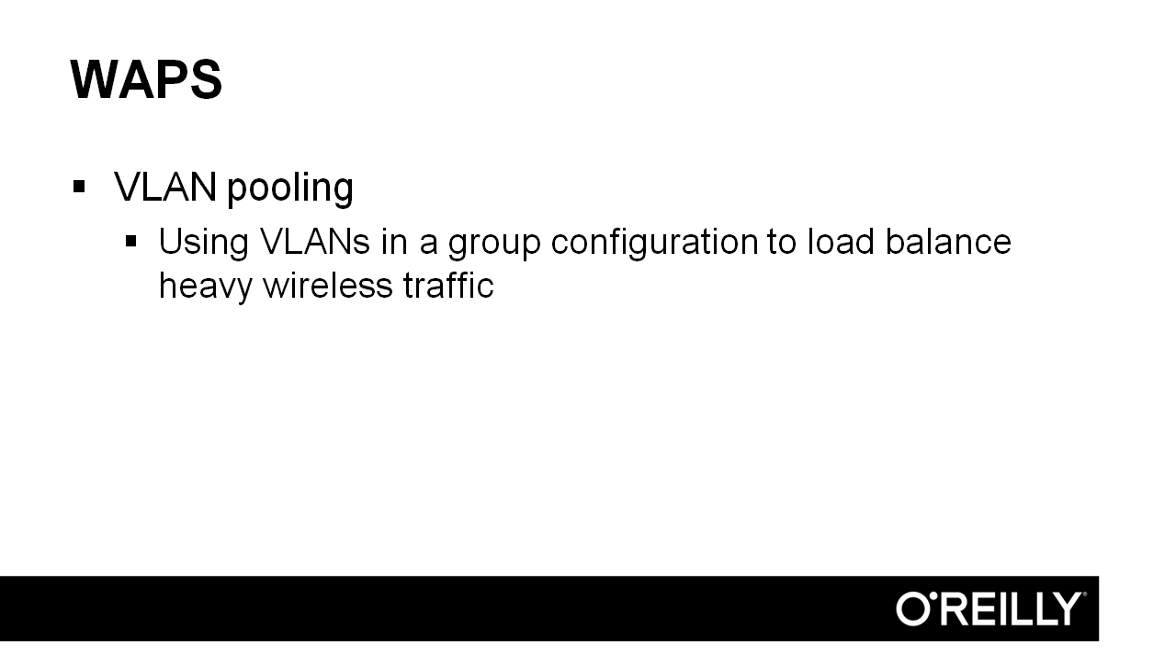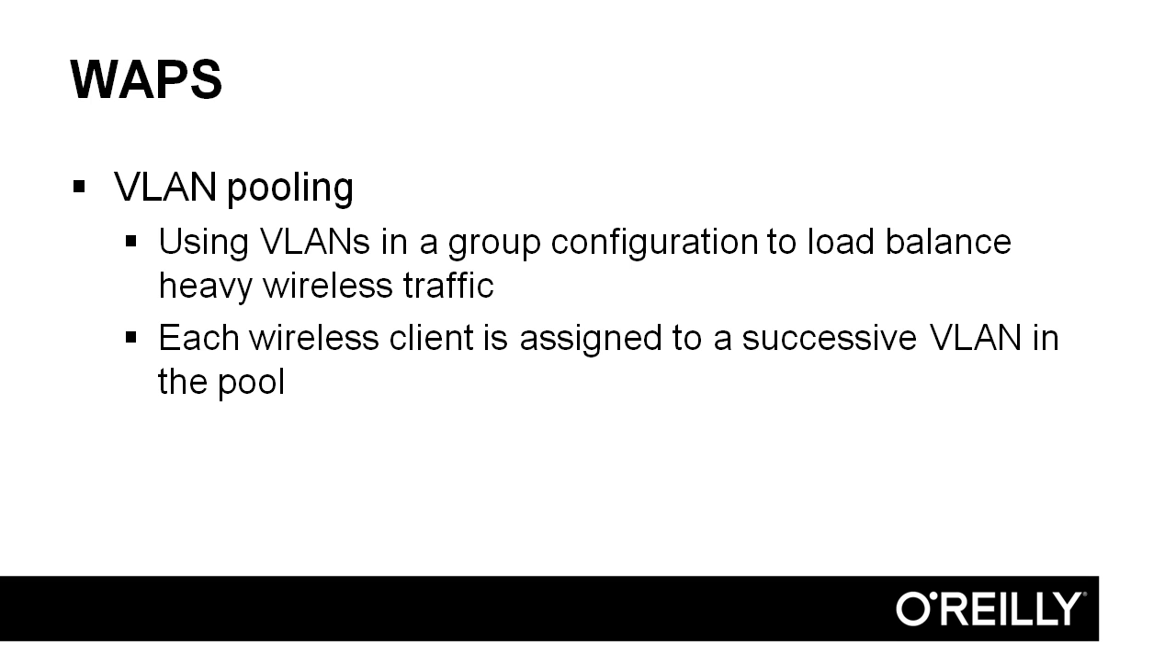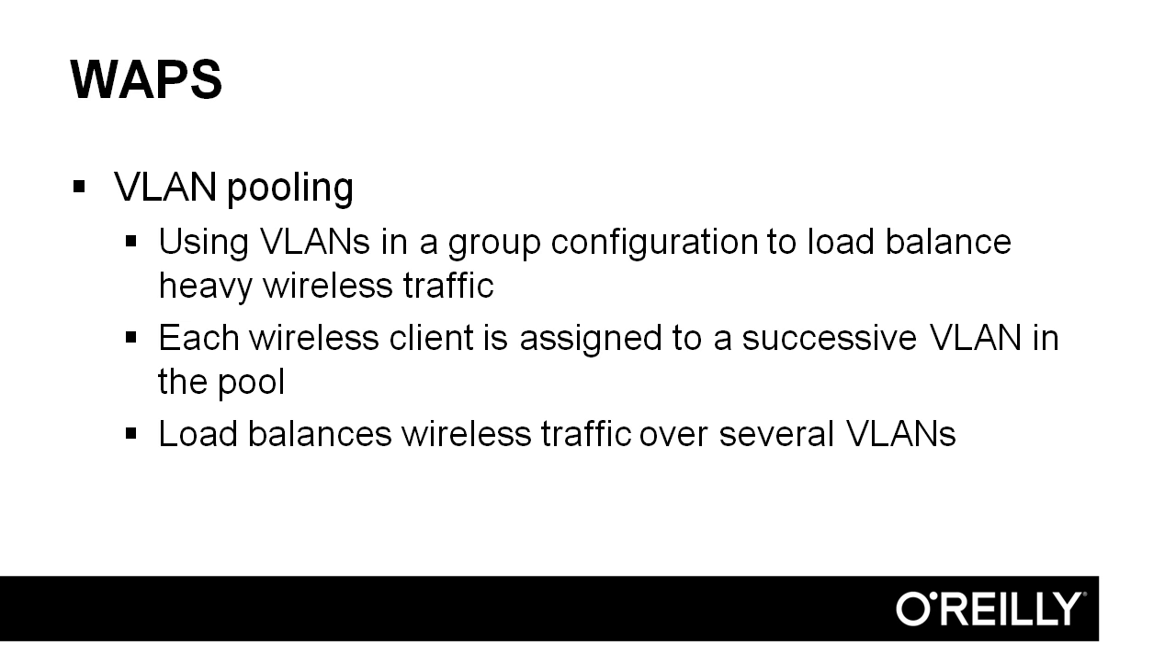VLAN pooling, this is another term you may hear. If I'm using a lot of APs with a wired controller, I'm going to have a lot of traffic coming in at once. Well, I can use a VLAN, and I can create a group configuration of VLANs to use load balancing in heavy wireless traffic. What's going to happen here is every time a new wireless client joins the network, we can automatically assign them to a successive VLAN in this pool of VLANs. And now each user basically has their own little network that load balances wireless traffic over several VLANs.